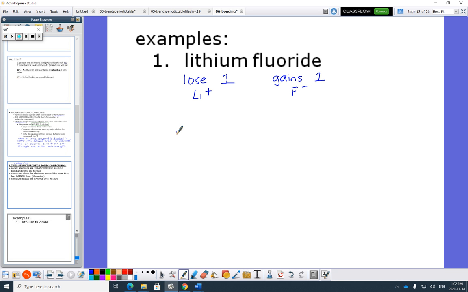When you draw the Lewis structure, we're going to have lithium. It has lost its valence electron. It does not have any more that are going to react. Yes, it's got inner ones that are really close to the nucleus, but lithium has lost its valence electron. The convention is to put square brackets.